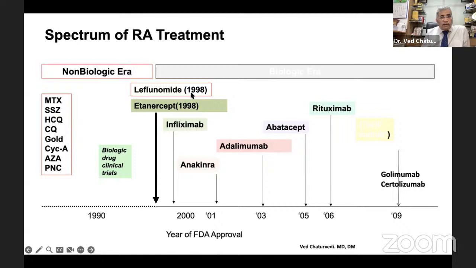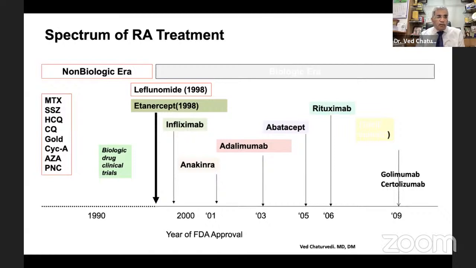Now I'll tell you a small history. These drugs are called the conventional disease modifying drugs. Conventional means they have been used for many years. The oldest drug actually being used in this group is gold, then followed by hydroxychloroquine, then sulfasalazine. These drugs are very old. Then penicillamine is old, and azathioprine also. In fact, methotrexate came much later, almost in the 80s.